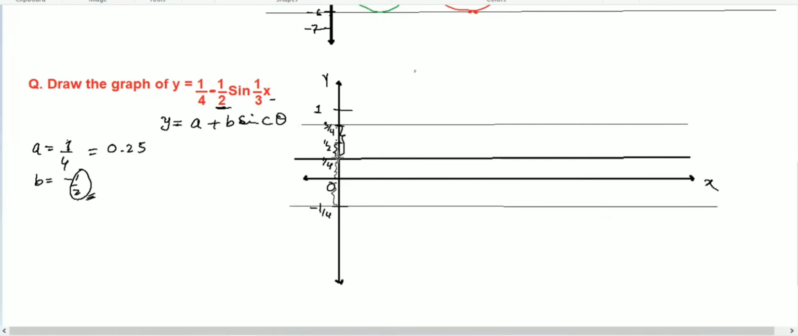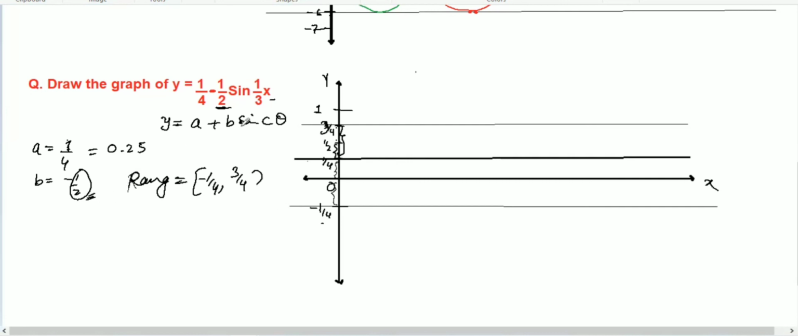Now, this is going to be your midway line, 1 over 4. Now, what will be the range here? Write down the range first. Range is going to be minus 1 over 4 to 3 over 4. This is the range, 3 over 4.